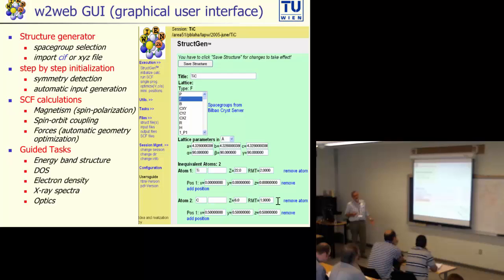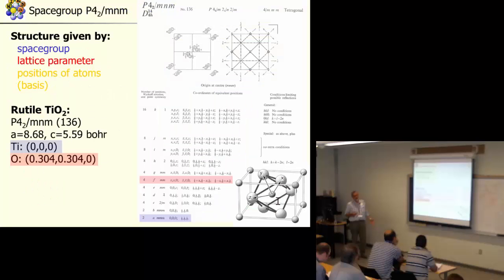Okay, so we will continue with the discussions, and I will try now to discuss a couple of input files or a couple of structures, details for the calculations. So just a reminder for a structural data, right? Space group, lattice parameters, and the position of atoms.